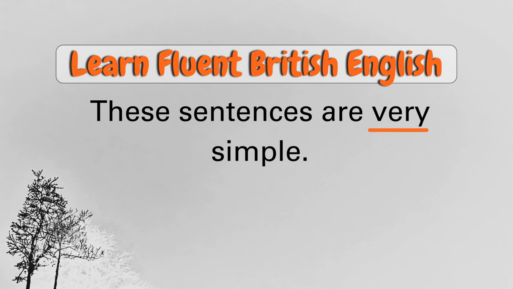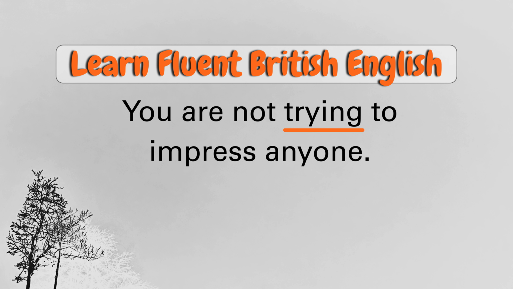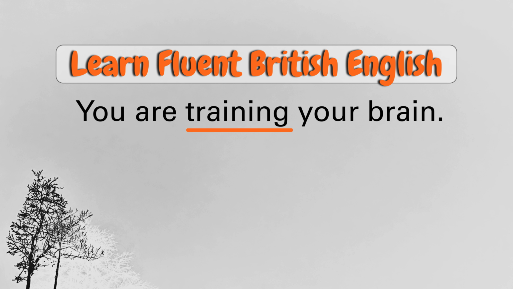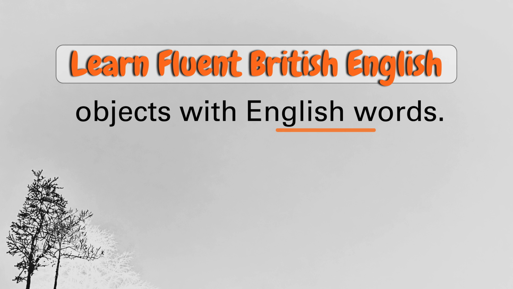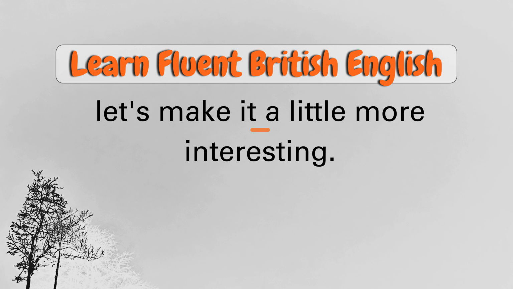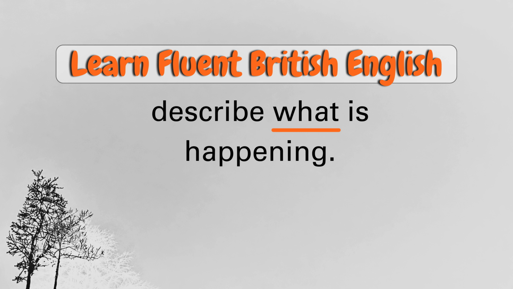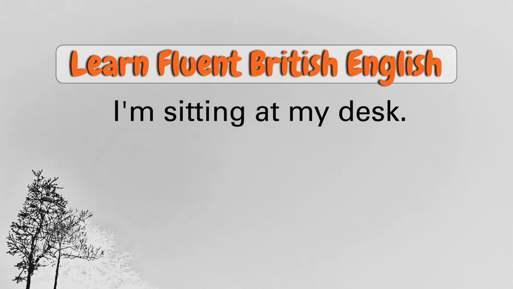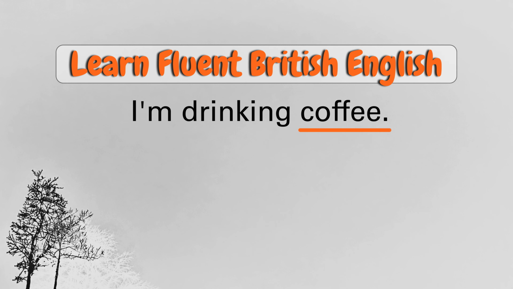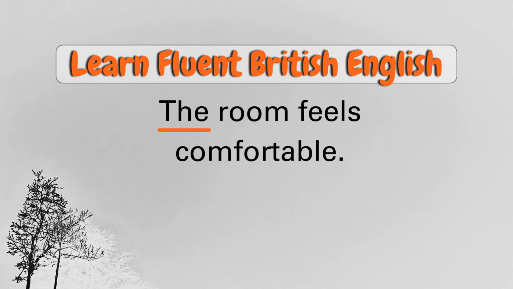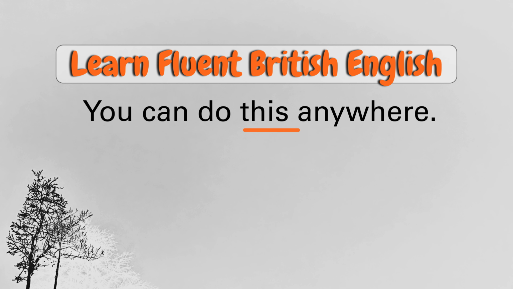These sentences are very simple, and that's exactly why they are useful. You are not trying to impress anyone. You are training your brain. You are teaching your brain to connect real objects with English words. Now let's make it a little more interesting. Instead of only naming objects, describe what is happening. For example, I'm sitting at my desk. I'm watching a video. I'm drinking coffee. My phone is charging. The room feels comfortable. The weather looks cloudy. You can do this anywhere.